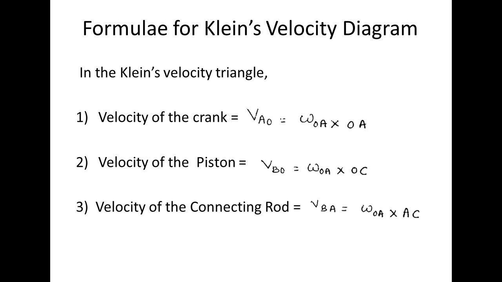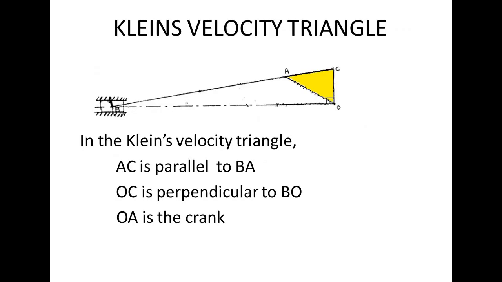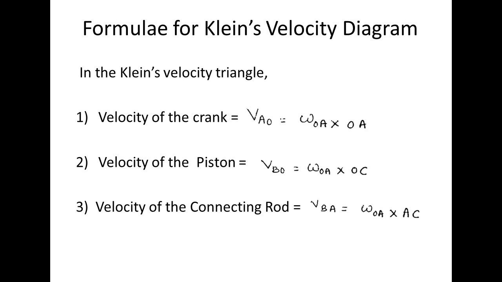What formulas can we use for Kleene's velocity diagram? After constructing Kleene's velocity triangle, we use these three formulas for solving the problems. The first is the velocity of the crank. The crank is OA. Velocity VAO is equal to omega OA multiplied by OA. What is omega OA? It is the angular velocity of the crank.